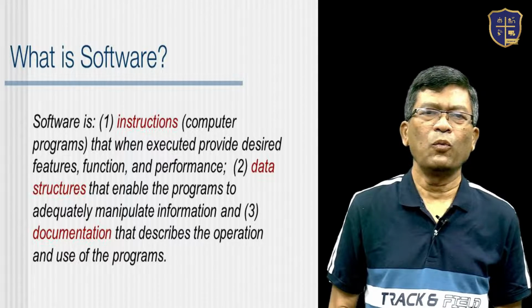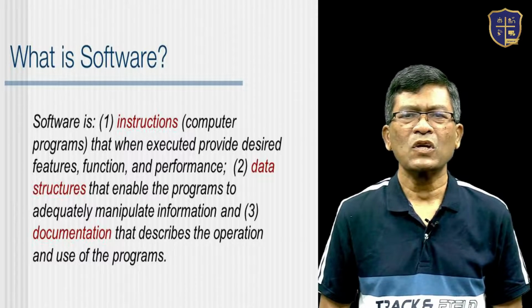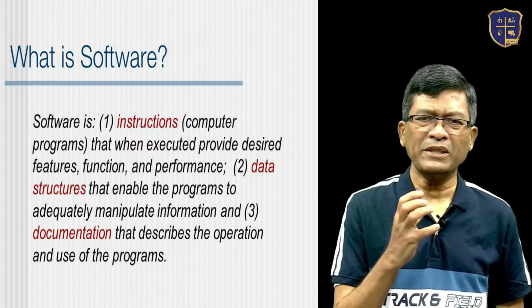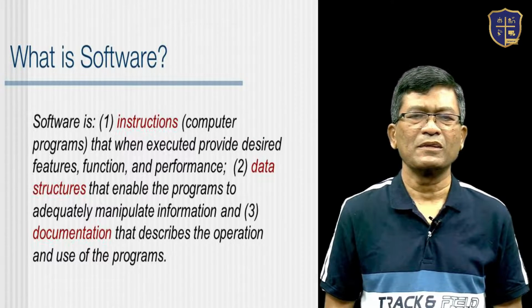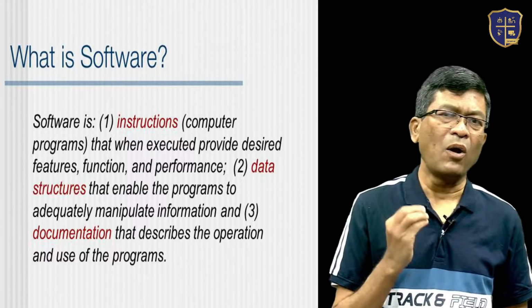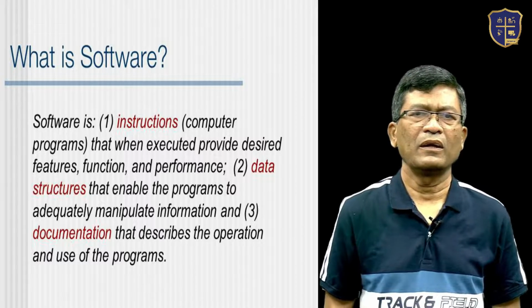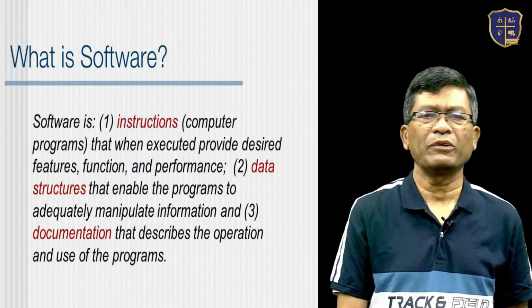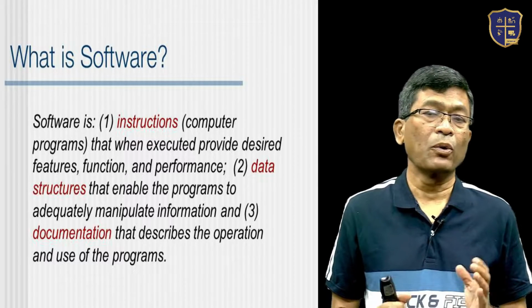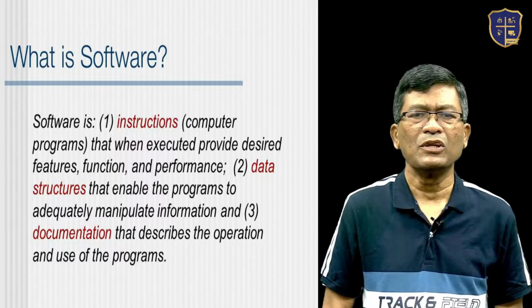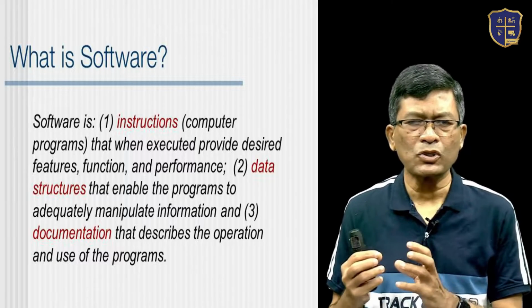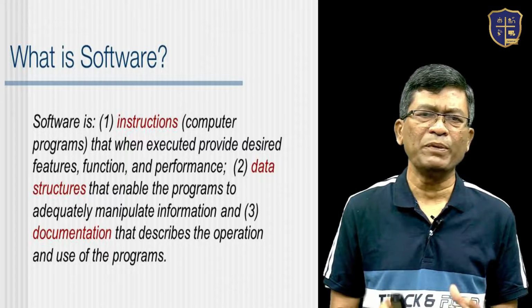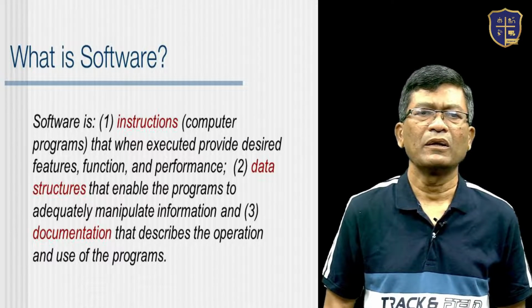Let's begin with what is software. Software is basically a collection of programs with some data and documents. These documents tell us how to use the software, and without data you cannot really manipulate information. Of course, a program is a set of instructions with functions to do something based on the features that are expected to be part of the software.